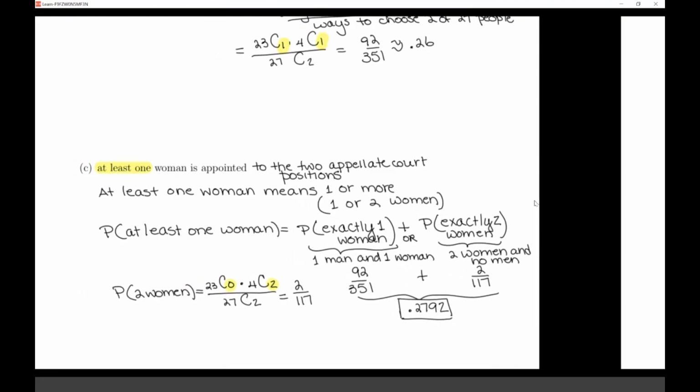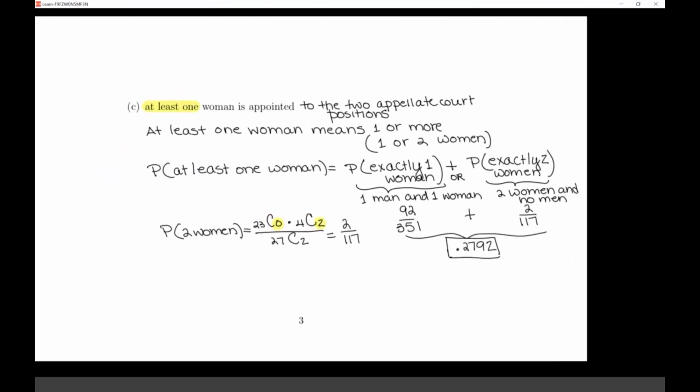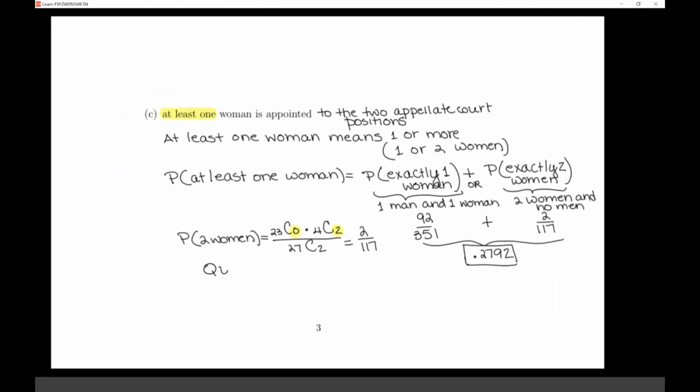There's one other way to do this that's quicker. Okay, and that's this way. At least one is one minus none.